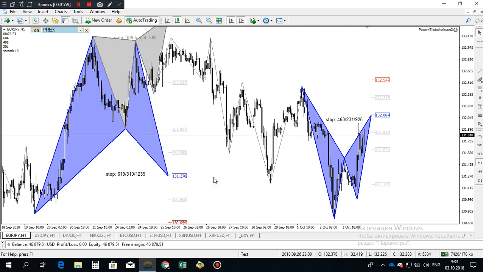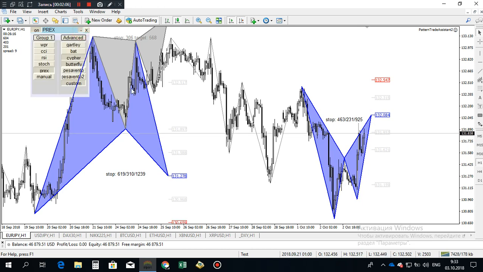Okay, so the first opportunity is this custom pattern. Basically it is a unified Gottlieb. What is a custom pattern? What is a unified Gottlieb? It is a combination of a Gottlieb and a bat.